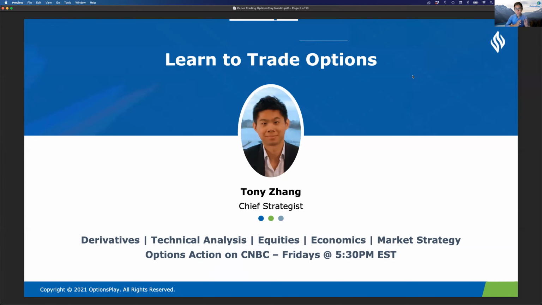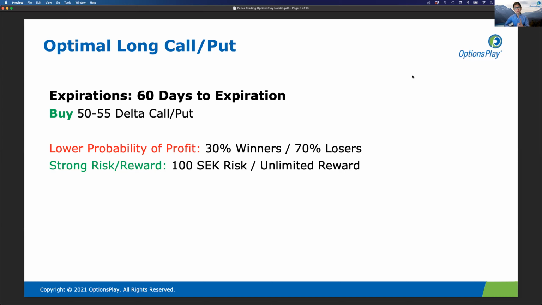So we're going to start off with just a quick strategy review of the different trades that we're going to paper trade here today, just so you at least at a high level understand what we're generally trying to do. So the first strategy we're going to look at is just simply buying a call option or a put option.